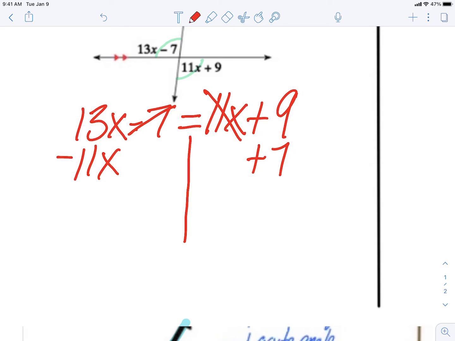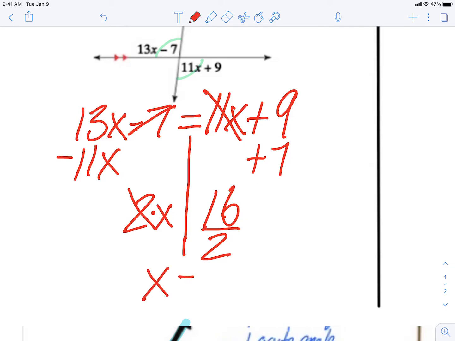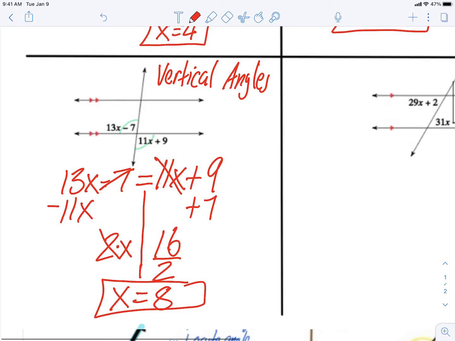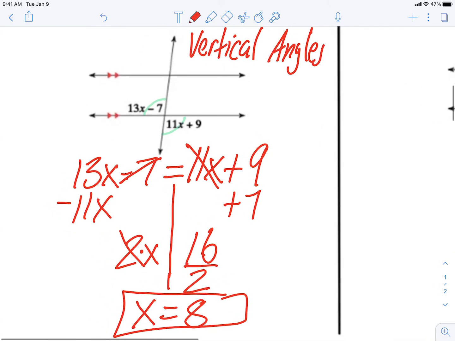So now I've got x's on the left and numbers on the right. So 13x minus 11x is 2x, and 9 plus 7 is 16. 2 times x, right? So the opposite of multiplying by 2 is dividing by 2, and I get x is equal to 8. So these are vertical angles, and x is equal to 8.